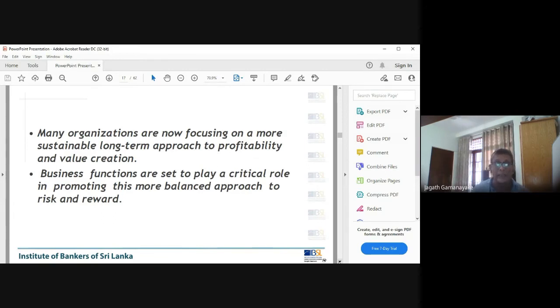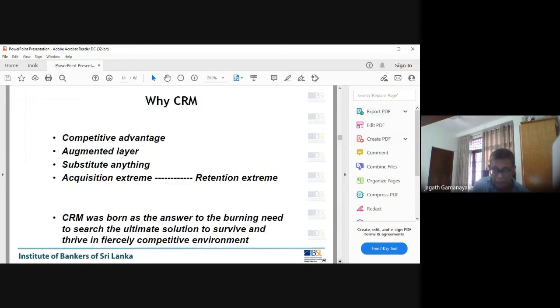So what do organizations try to do? Organizations consider these customers as assets, right? Because they consider these customers as an asset, they try to satisfy all the requirements of the customers, right? Okay, so that's the area the banks are looking at.